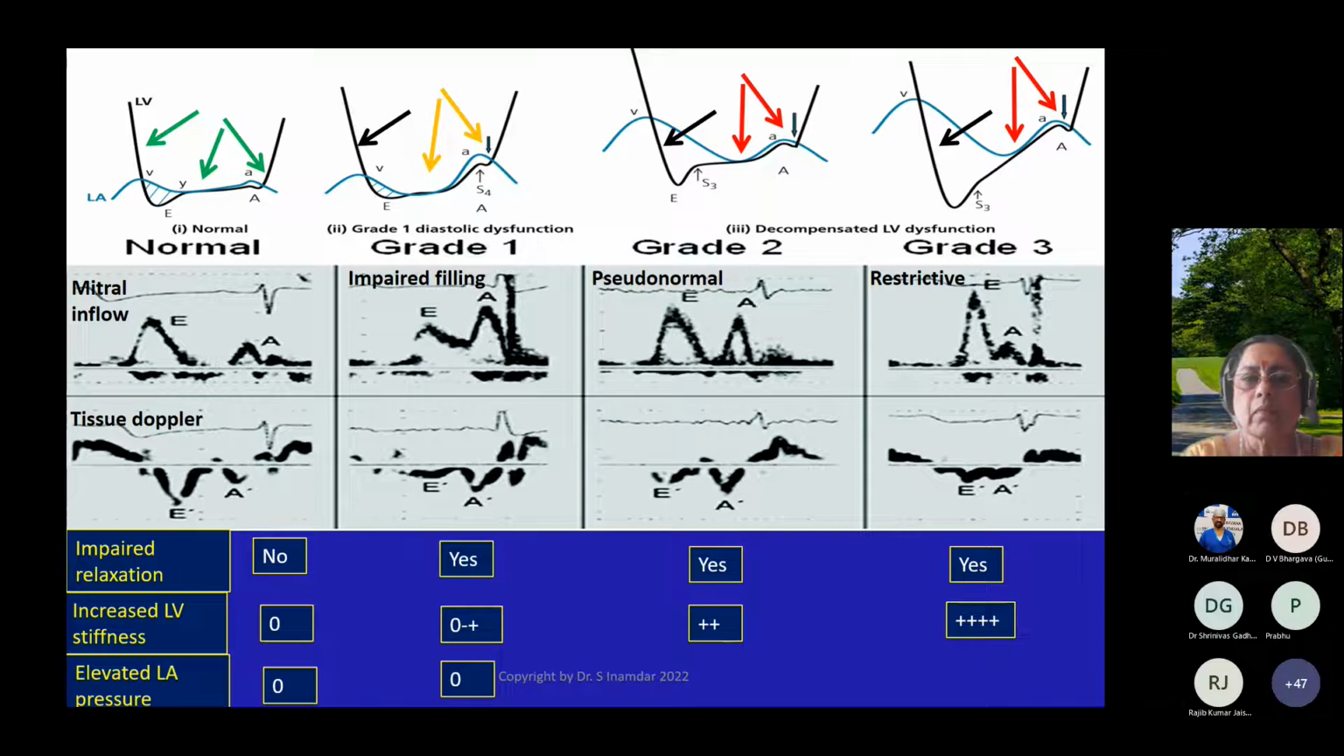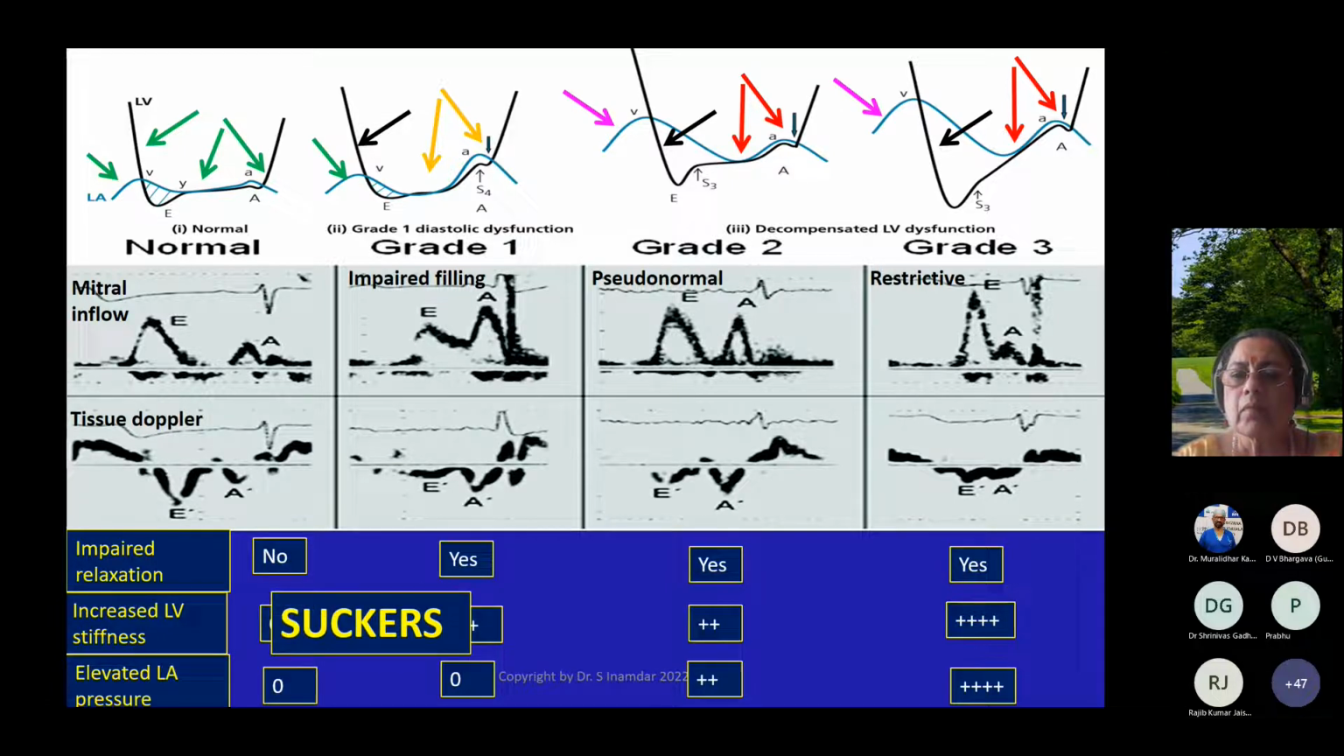Coming to LA pressure, again, because LV stiffness is increasing, LA pressure goes hand in hand with that, and so in grade 2 it is 2 plus, and in grade 4 it is 4 plus. It is shown here by this green arrow again, and this pinkish arrow showing increased LAP. Why does one have to know this? Because management during surgery, pre-operative and post-operative, certainly changes with these parameters.